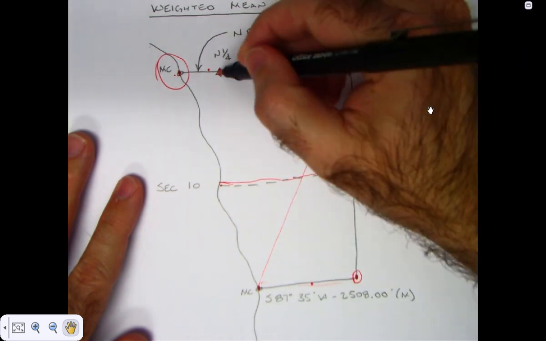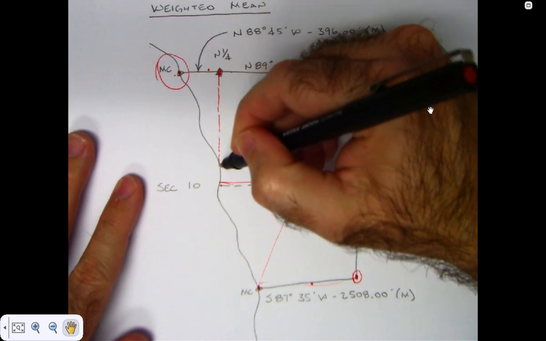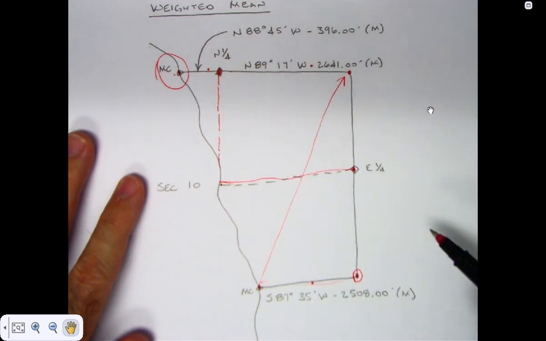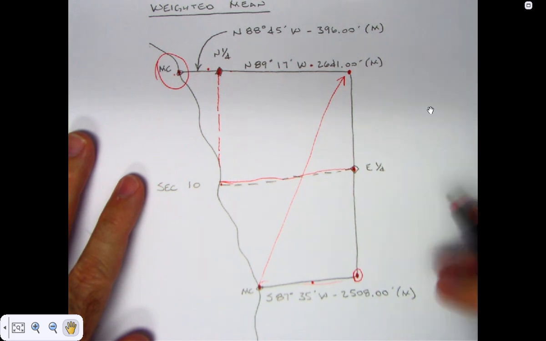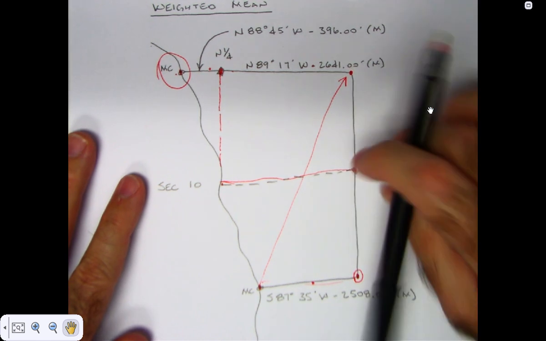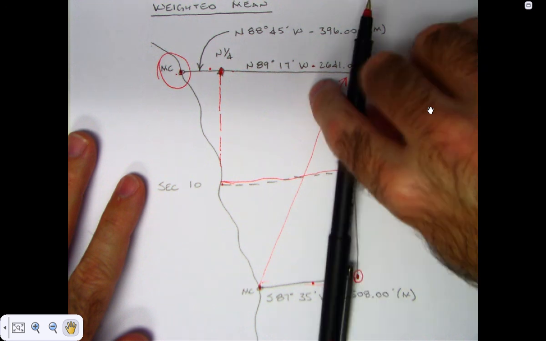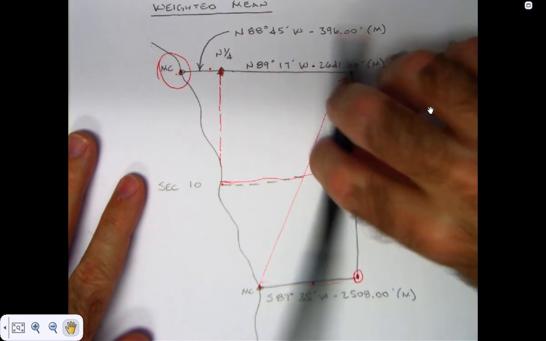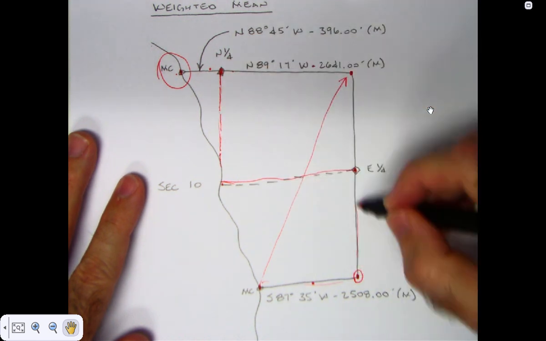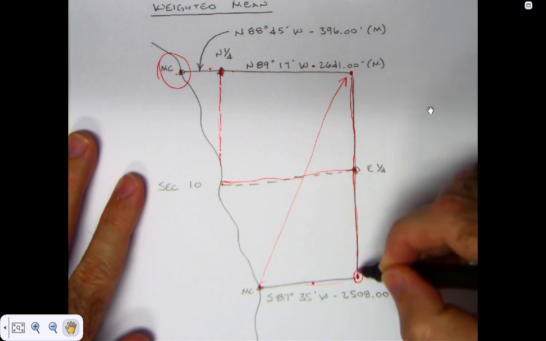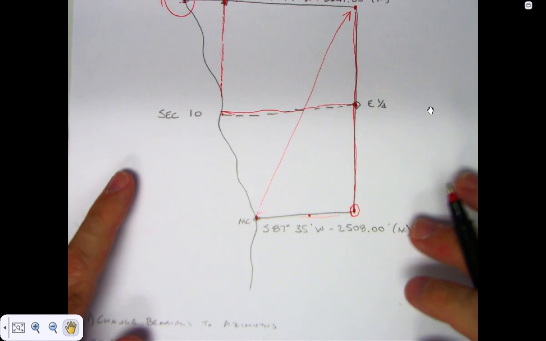Now from here, let's say that we don't quite make it 40 chains, and so we're not quite able to set the center quarter. Well, remember, our intention in a section 10 was to be parallel to the east boundary, and so I would run this line parallel to this line, and that's how I would subdivide this section 10, and it also illustrates how to do a weighted mean.